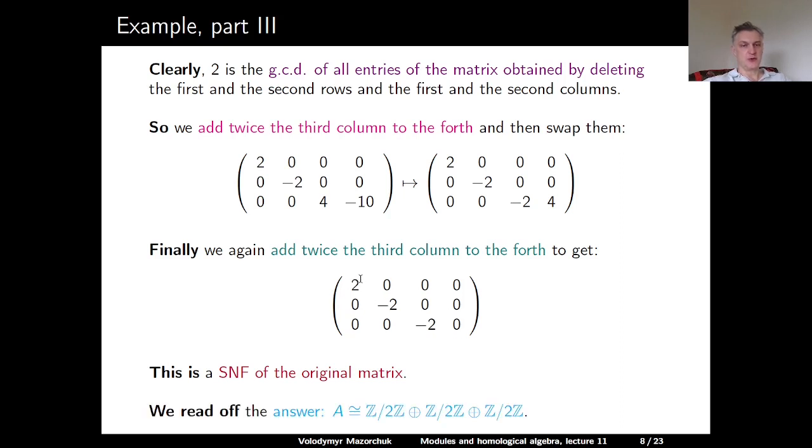So from the first component, we get the cyclic group of order 2. From the second component, we get the cyclic group of order 2. And from the third component, we get the cyclic group of order 2. So our abelian group A is isomorphic to a direct sum of 3 copies of cyclic groups of order 2.